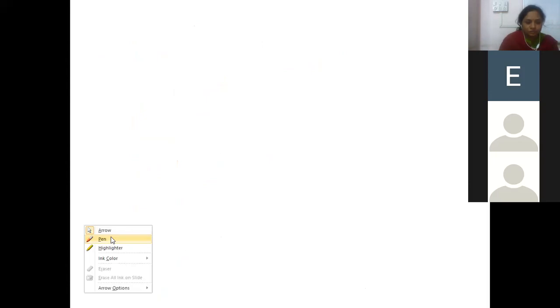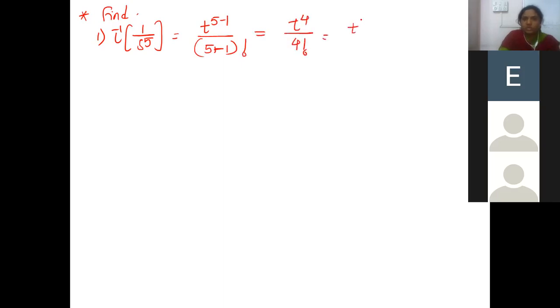Find Laplace inverse of 1 upon s raised to 5. 1 upon s raised to n gives t raised to n minus 1 upon n minus 1 factorial, correct? So t raised to 4 upon 4 factorial, that is t raised to 4 upon 24. Answer. Now you understand what will come: it will come in s, and you have to put it back to t.